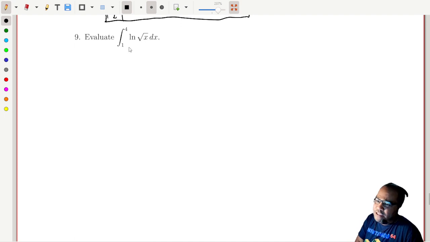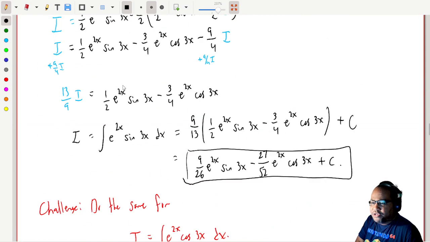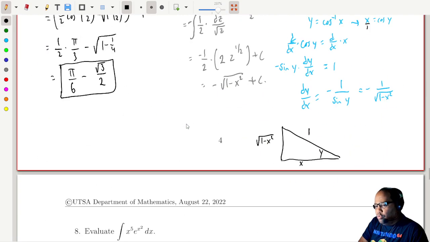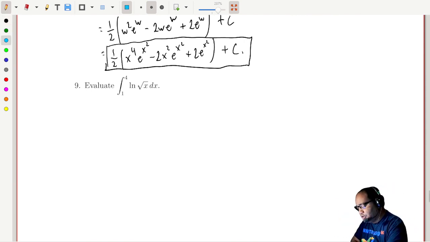In fact, we did an integral that looks like this with a log before. We integrated a t squared log t, and we have a pattern for this, t to the n log t. It turns out that we can reduce this problem into an easier problem to work with. So here's the priming substitution. We're going to let x equal y squared.